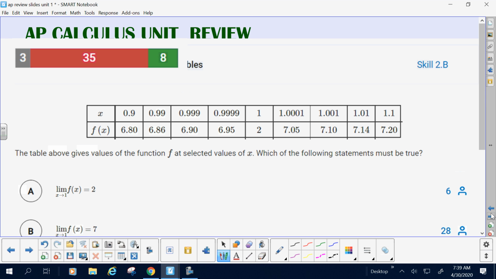This was a disaster. Look at that. 35, only 8 people, 1/5 of the people got this question right. This must be hard. Let's see. The table above gives the values of the function at selected values of x. Which of the following statements must be true? So it looks like as x approaches 1 from above and below, these y values are getting close to 7. So it seems like I'm thinking the limit as x approaches 1 is 7.